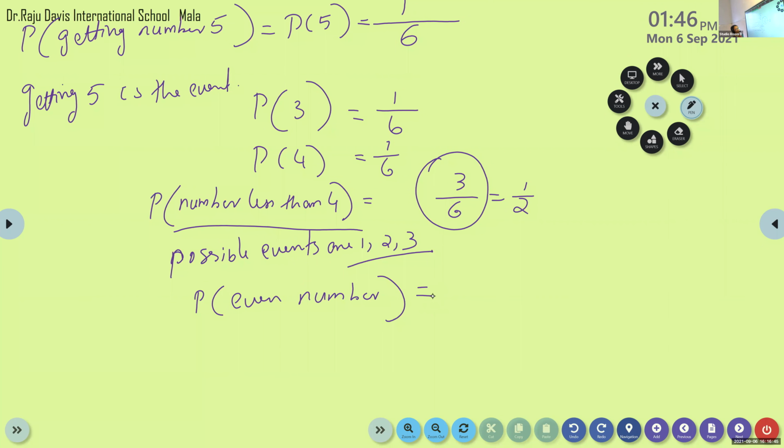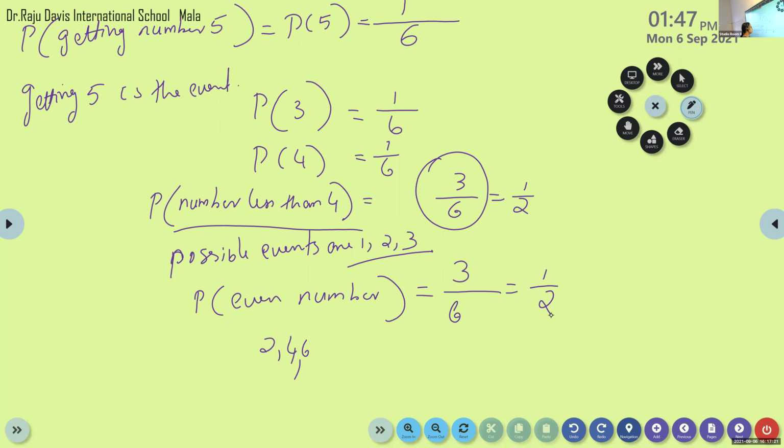How many even numbers, Rohan? When we throw a die, how many even numbers are there? 2, 4, 6. So what are the favorable outcomes? There are 3 favorable outcomes divided by total outcomes.